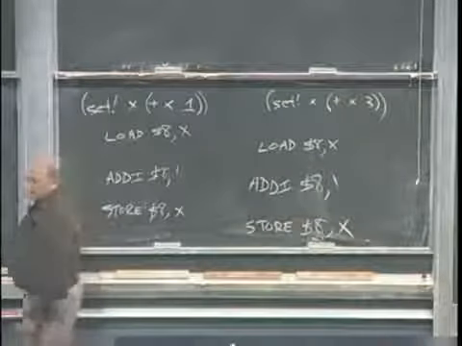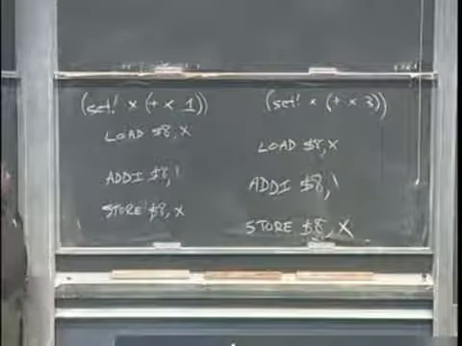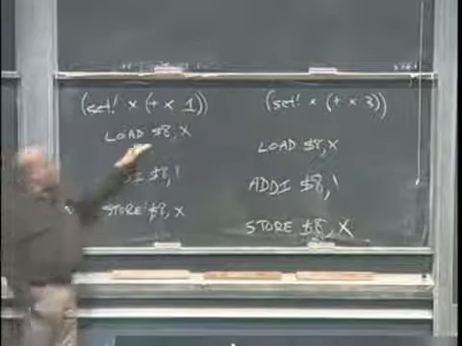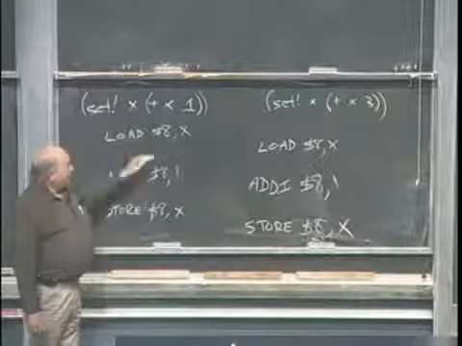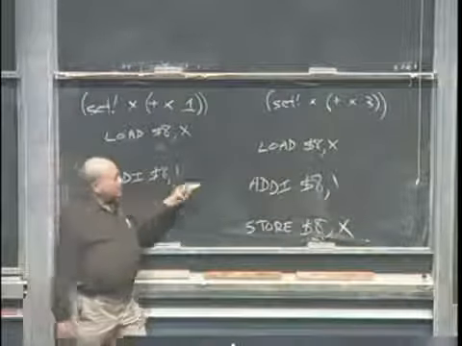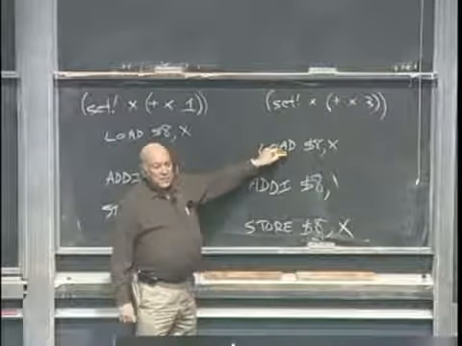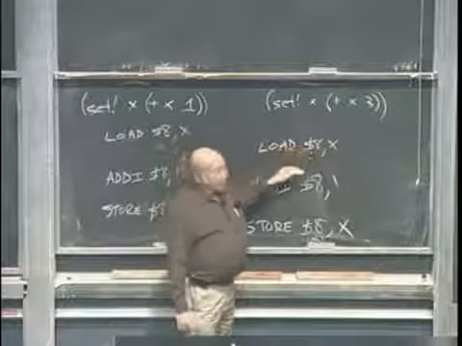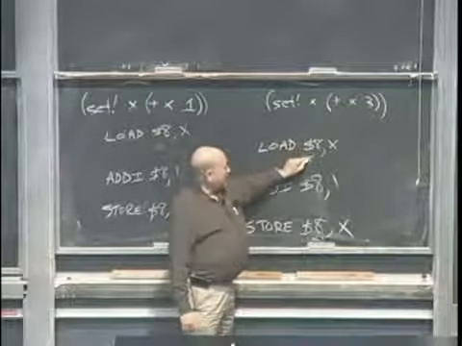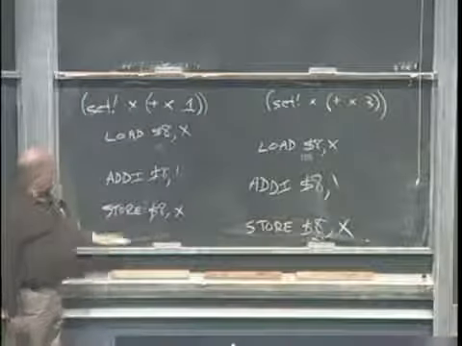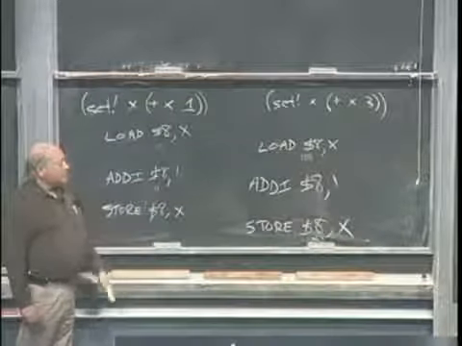We load X, which has the value 100, into register 8. So register 8 in processor A now has the value 100. Then we load X into this machine's register 8. So its register 8 also has the value 100. Add 1, so that makes it 101.